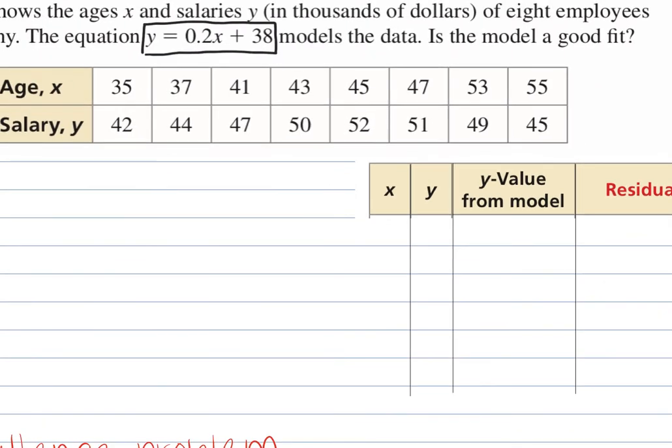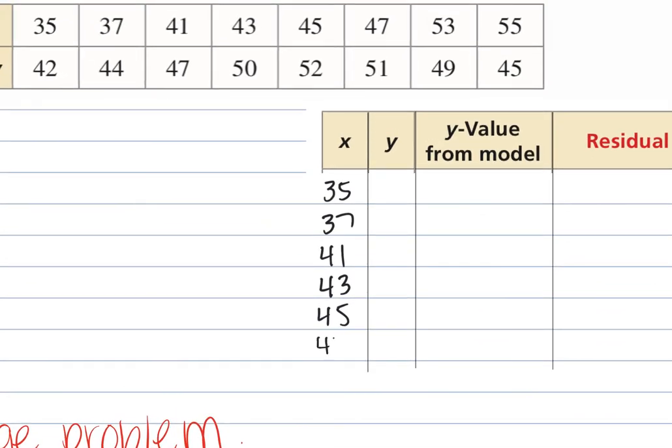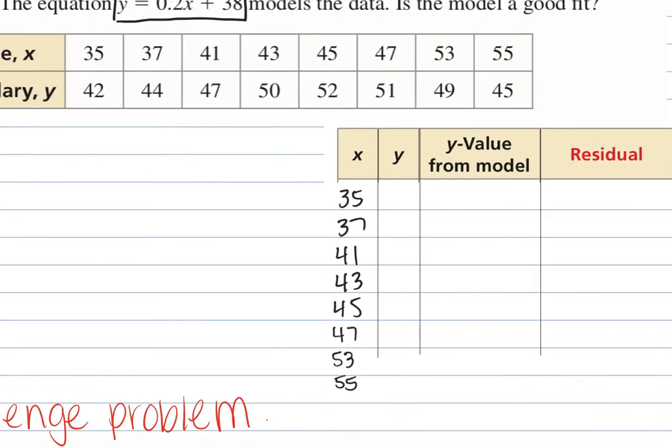X and Y we just got from the table: 35, 37, 41, 43, 45, 53, and 55. Okay? You guys see that I just copied those down from the X values in the table, right? The next column will be my Y values. Again, just copy them down. So 42, 44, 47, 50, 52, 51, 49, 45.